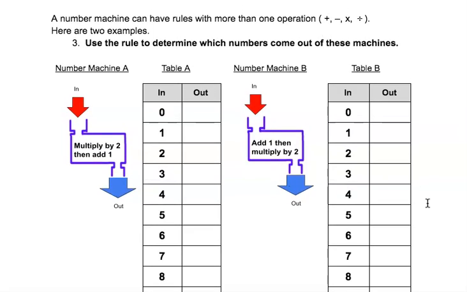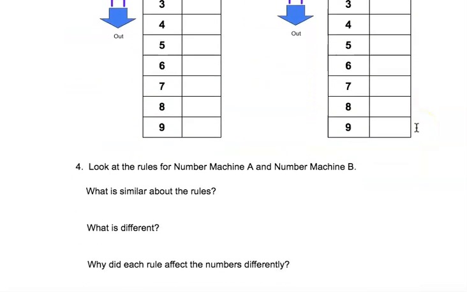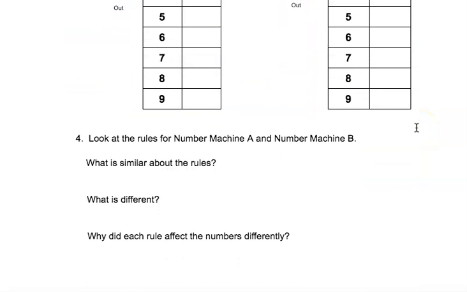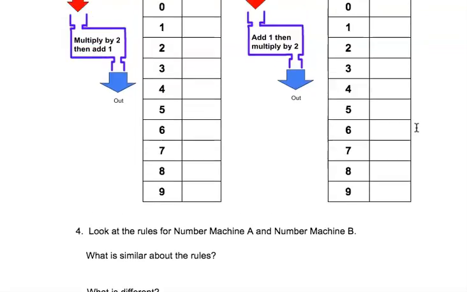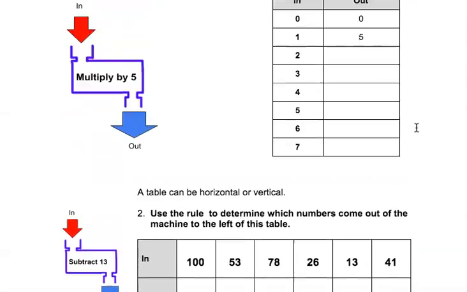A number machine can have rules with more than one operation. So you can do multiply by 2, then add 1, or add 1, then multiply by 2. Complete both table A and table B. What's similar about those two rules? What's different? And why did the rule affect the numbers differently? This is your task for today. Good luck.